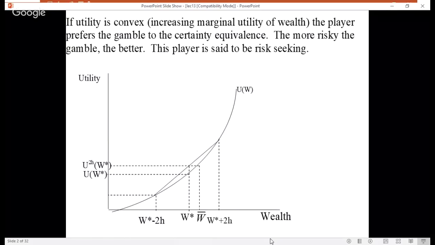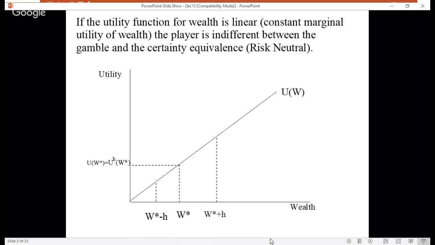So this is a risk lover or a risk seeker. And finally, we have somebody who's risk neutral. He's indifferent. He doesn't care. You're going to make him take the bet? Okay, I'll take the bet. You're going to give him the money with certainty? Sure. He's indifferent. Okay. Questions?